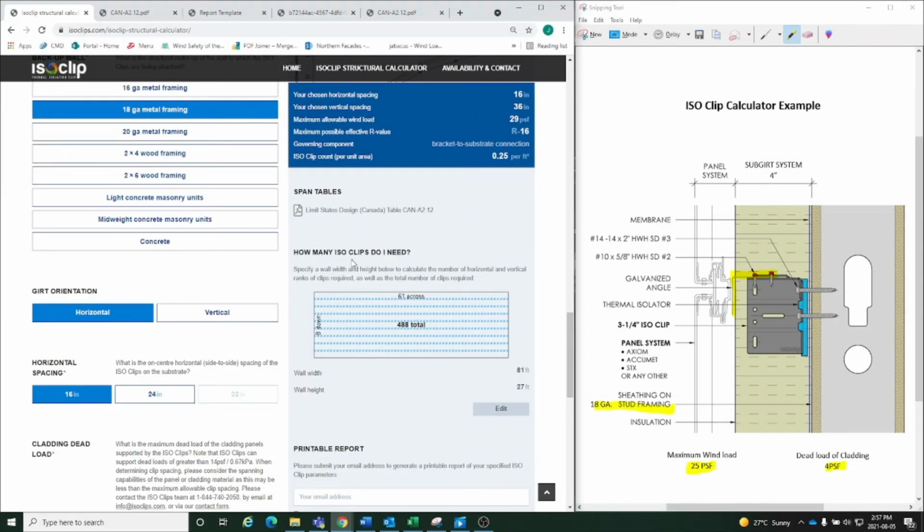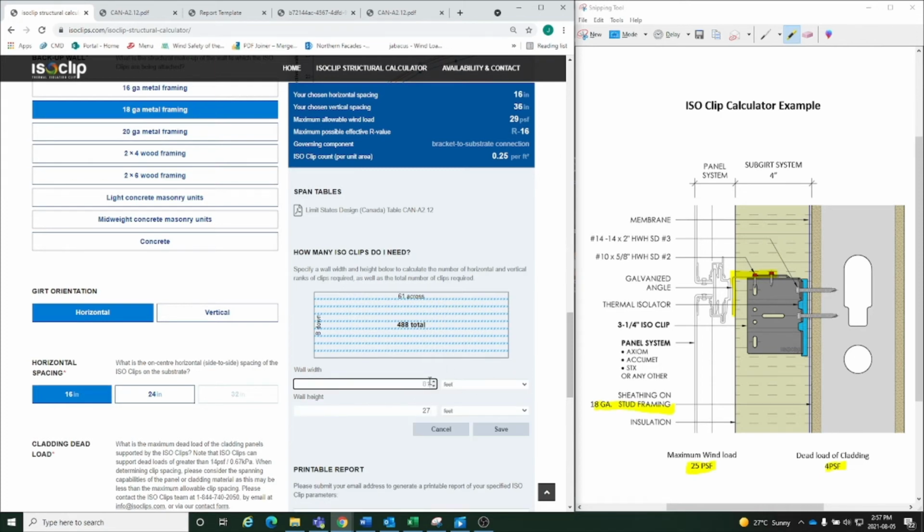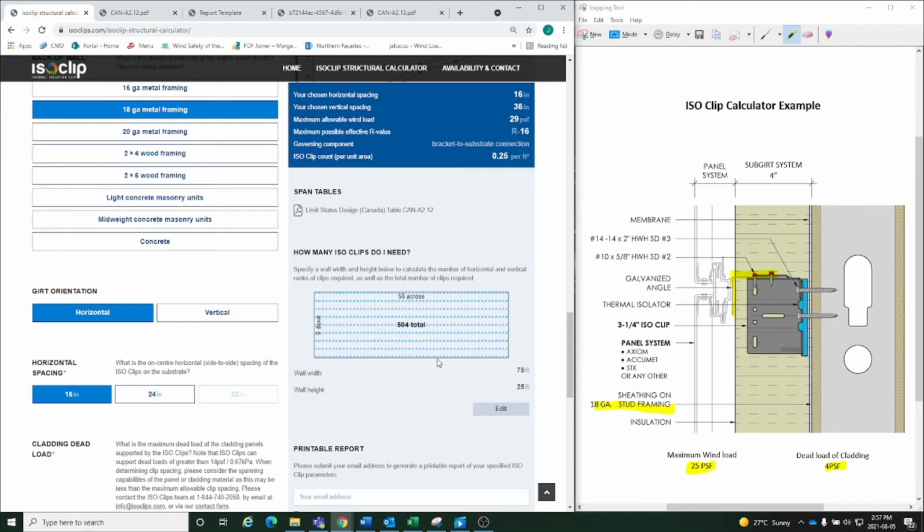You can also use this calculator as an estimating tool. It's very basic, but you can enter your wall width and height. So if you have a 75 foot wide wall, which is also 25 feet high, you would need approximately 504 clips on your wall based on your wall width and height. Now, this is very basic. It doesn't include any details within the wall, such as window details or edge details, and that all needs to be considered during the estimating process.